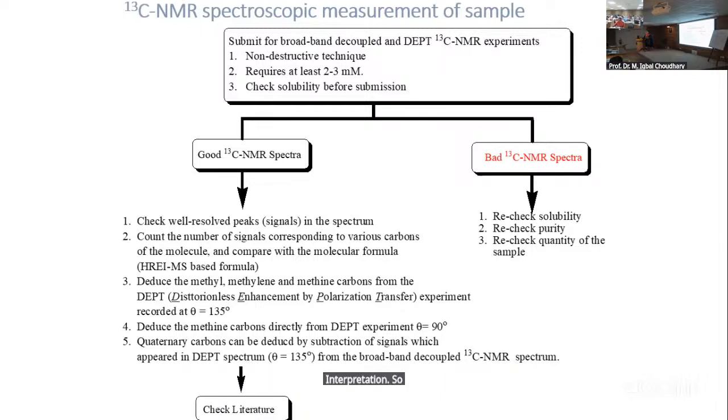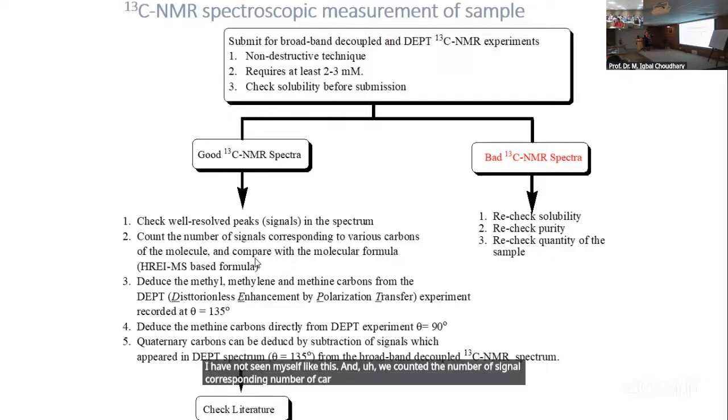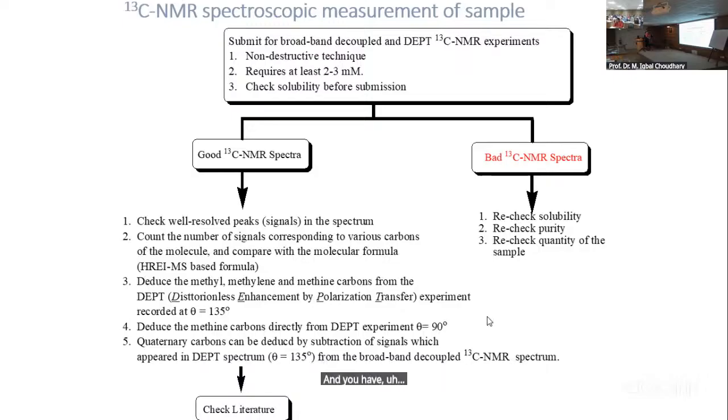So life is much easier now. When you have a good carbon NMR spectrum, you check that the signals are well resolved, because the spectrum is quite wide. It is a very rare chance that there is overlapping; I have not seen it myself. And you count the number of signals, corresponding to the number of carbons. Then compare with the HREI MS, and you have DEPT 90 and DEPT 135 that are usually recorded.